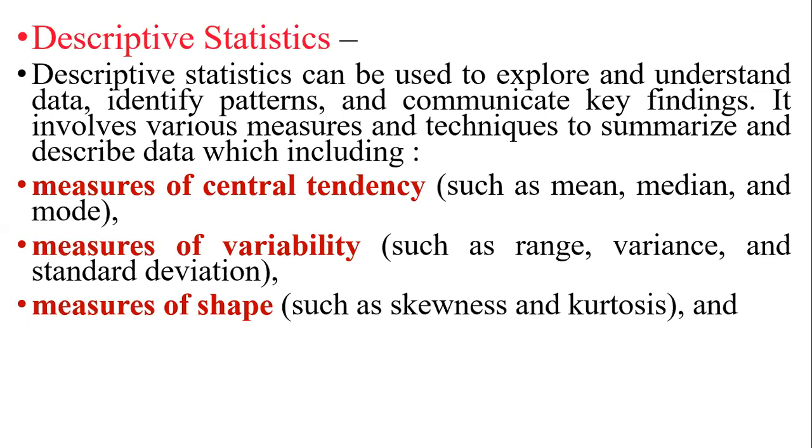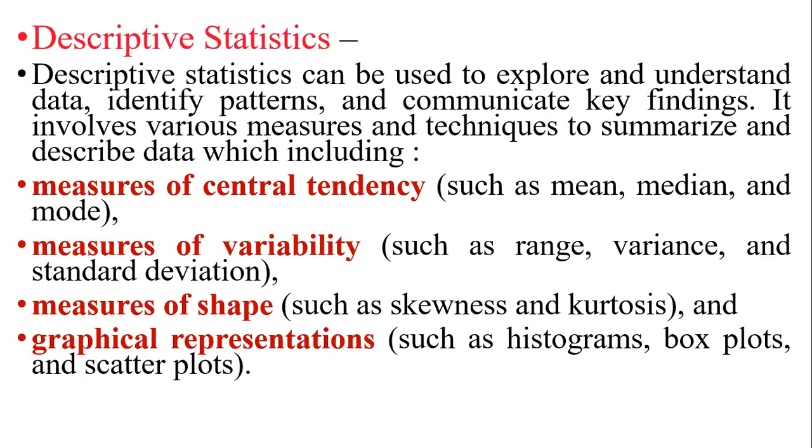Now, skewness is whether the data is skewed towards the left-hand side, or skewed towards the right-hand side, or the data is normally distributed. Also, when we talk about descriptive statistics, we are talking about the graphical representation of this data. How do we represent this data on a histogram, on box plots, and on scatter plots?